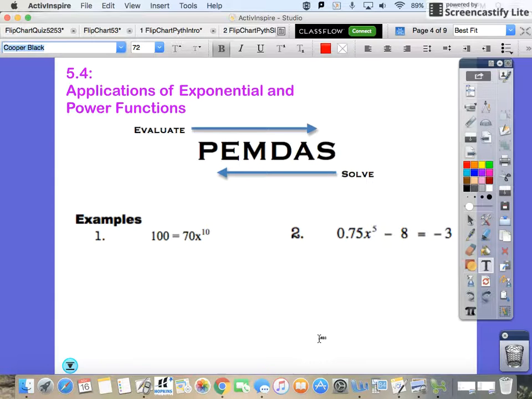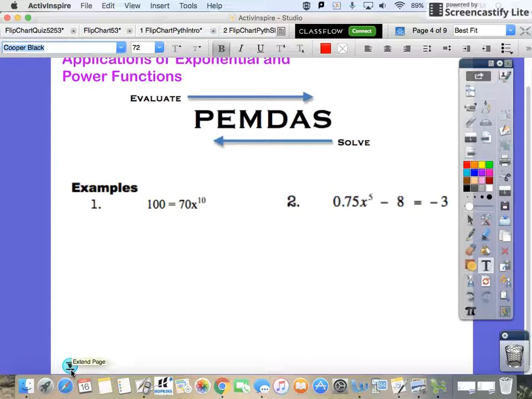This is Algebra 2, Lesson 5.4 on applications of exponential and power functions. So what we're going to have to use today is a little bit of what we did in the previous lesson, which is using reciprocal powers to solve for x. The first thing we want to do in these examples is get x as isolated as possible, and then we can deal with the power at the end.